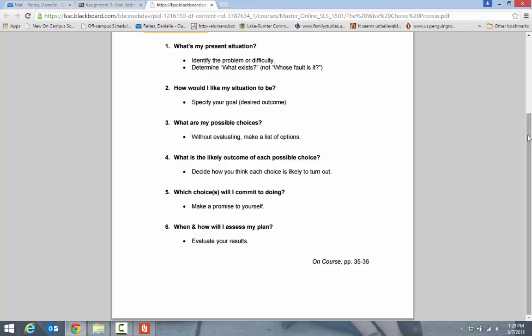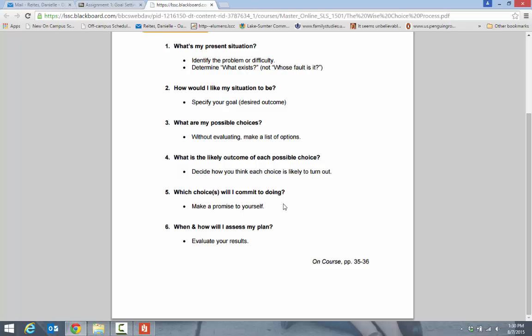Number 3, what are your possible choices? So if you're looking at different options to getting your situation the way you want it to be, what are those choices? I would say try to at least come up with 2, 3 is probably even better, thinking about just different ways, regardless of whether you like them or not, that you can make your ideal situation materialize. Number 4, what is the likely outcome of each possible choice? So is it really likely to turn out the way you want it to? Are there kind of side issues that might happen if you do get it to turn out the way you want?